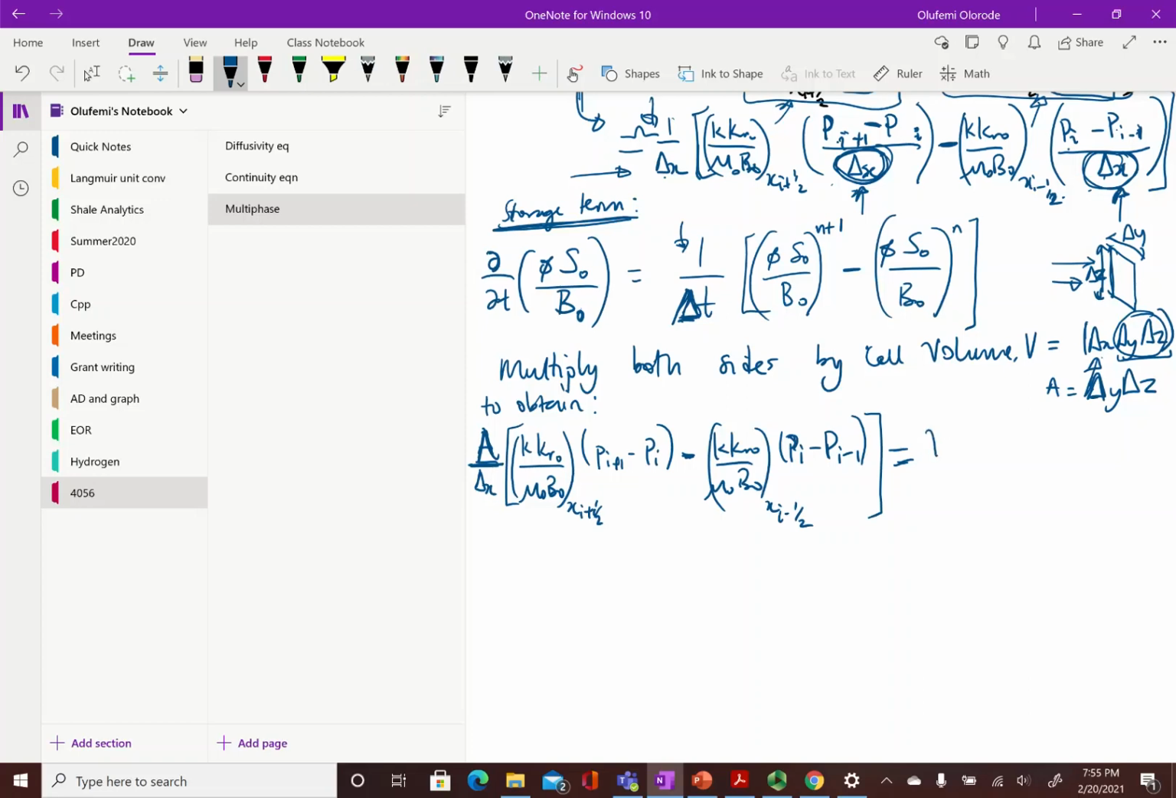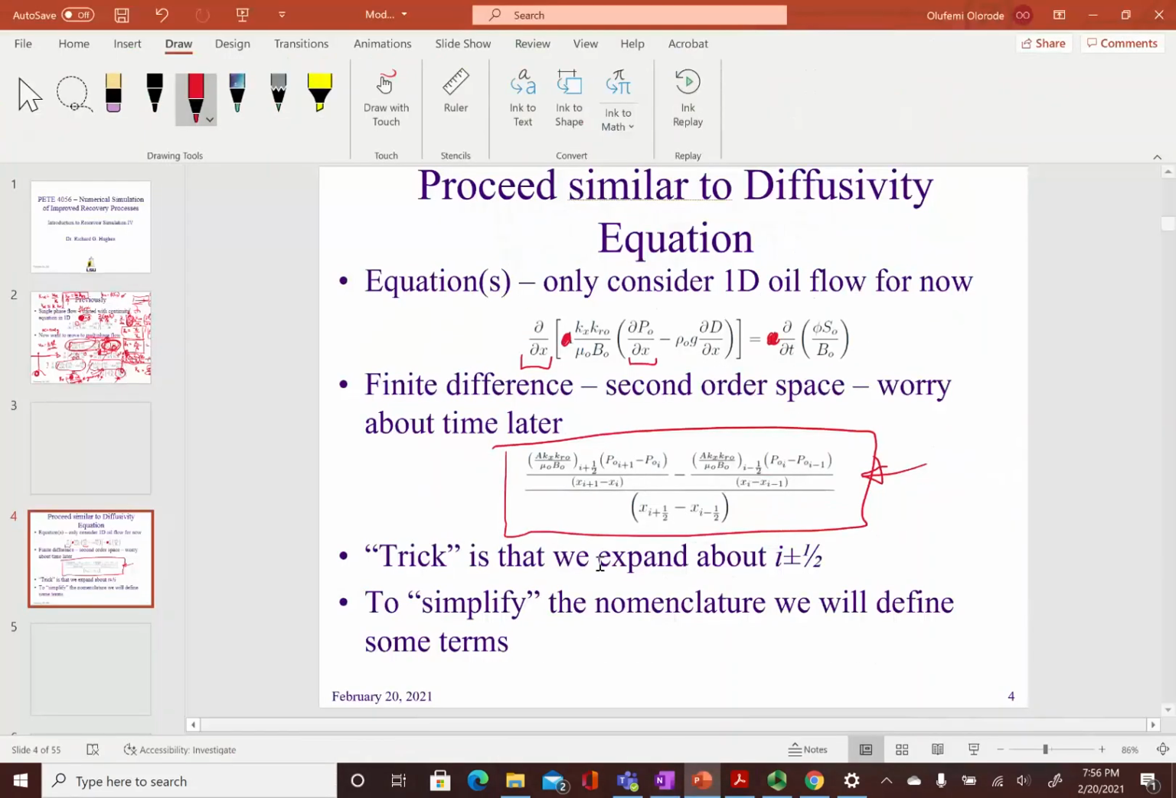And what do you have here? It's going to be volume over delta t times this discretized storage term. Good. So that's your discretized form of the equation. And you can compare that with what you see in your slides, which is this right here.